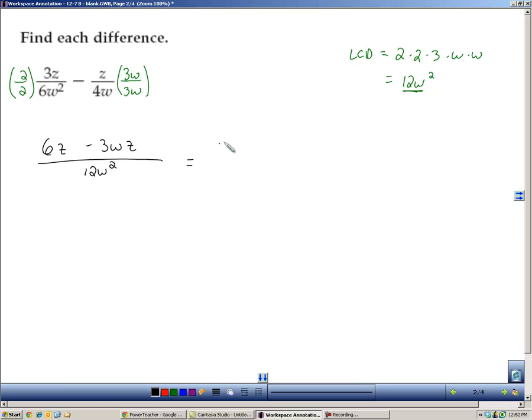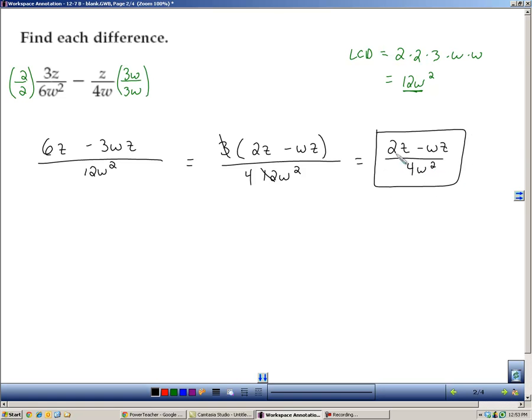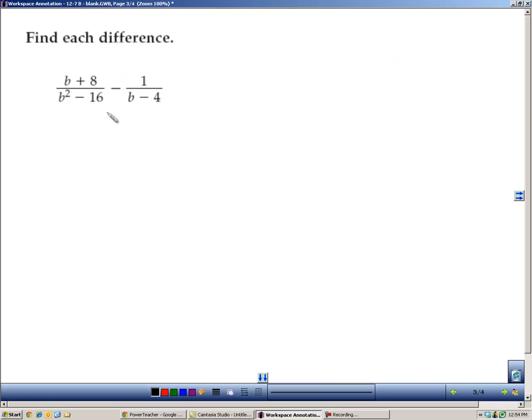On the top I can factor out a 3. So 2z minus wz, and that's over 12w squared. Now by factoring the 3 out, I make it into a factor. And now I can cancel that 3 with the 12, leaving a 4 behind. So we end up with 2z minus wz over 4w squared. I can't cancel the 4 and the 2 because the 2 is part of a binomial, and so this is my simplified solution.